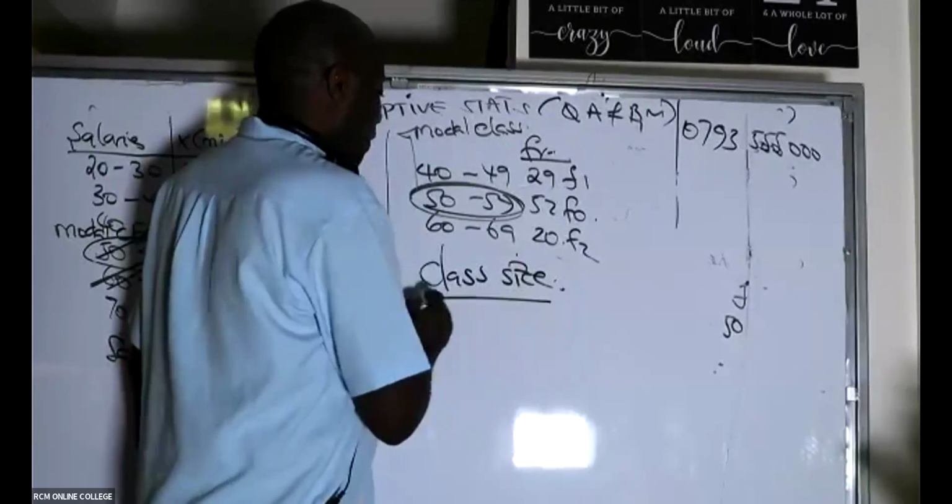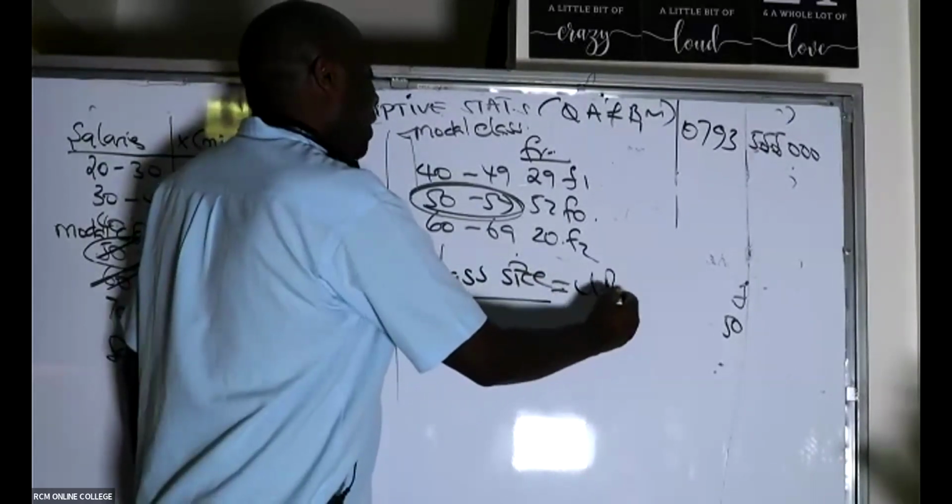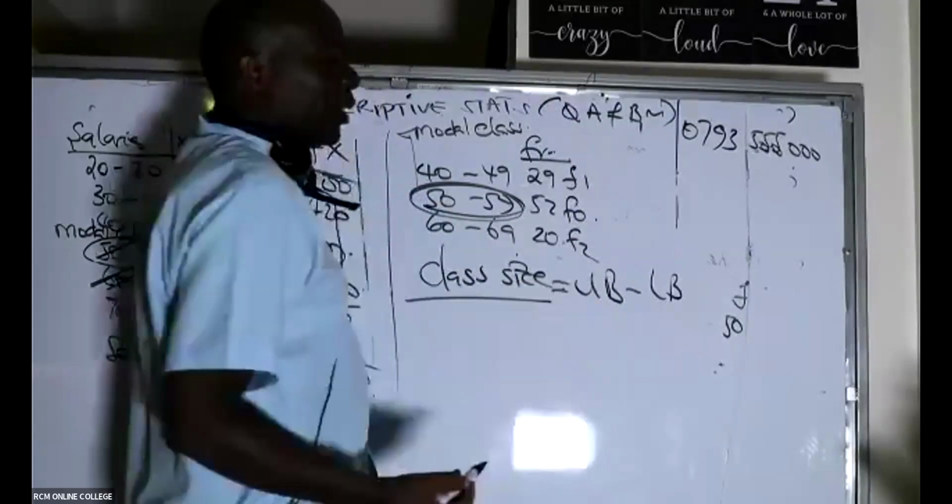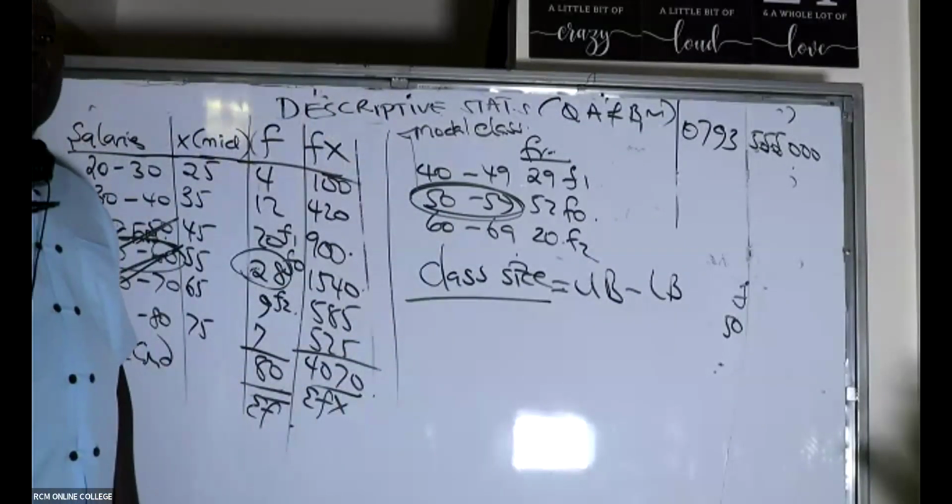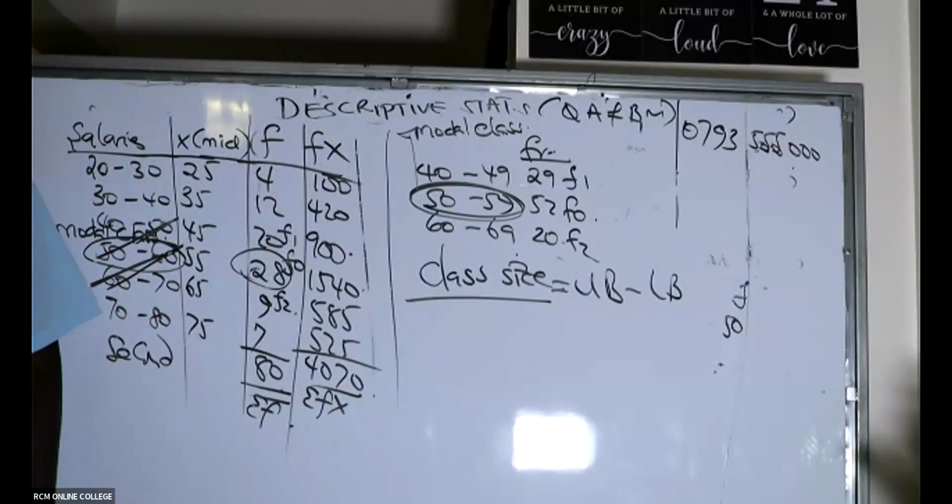How do we get class size? It is upper boundary minus lower boundary. Not upper value minus lower value, but upper boundary minus lower boundary.